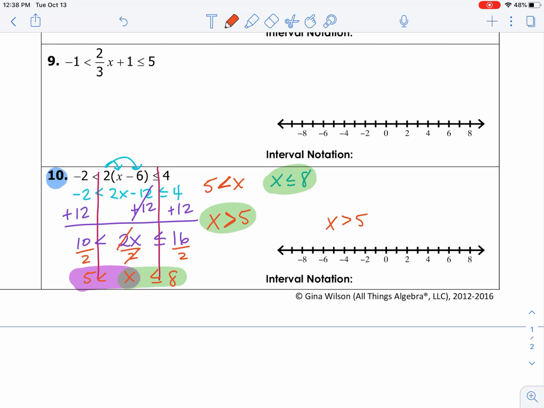So x greater than 5 means I need an open circle over the number 5. And I need to go to the right after 5. X less than or equal to 8 means I need a closed circle over 8. And then an arrow going to the left after 8. Following this inequality from left to right, the first thing that we get to is 5. We use a parenthesis because we have an open circle. Continuing from left to right, the last thing that we get to is 8. On the 8, we'll use a square bracket because it's a closed circle.